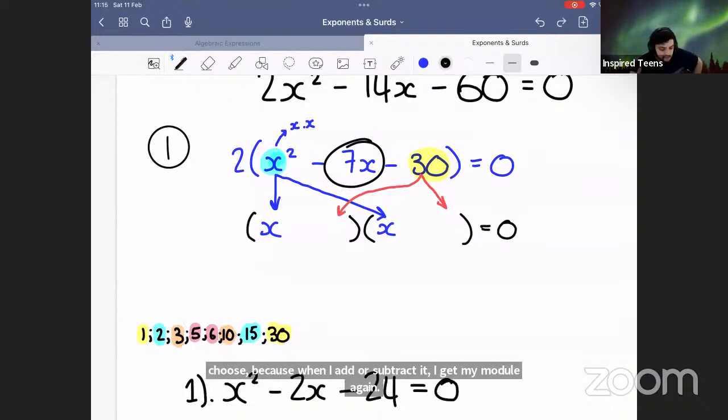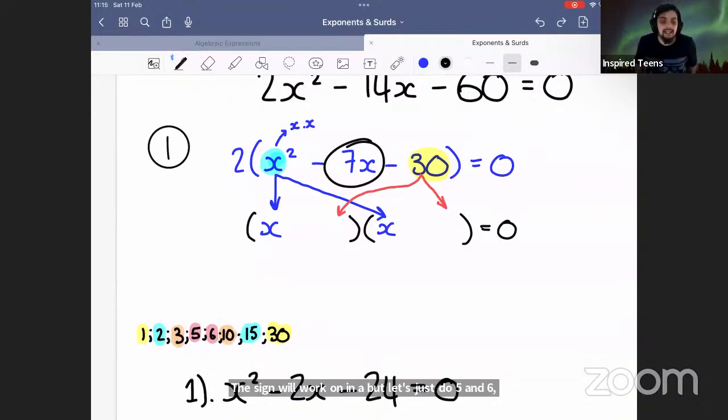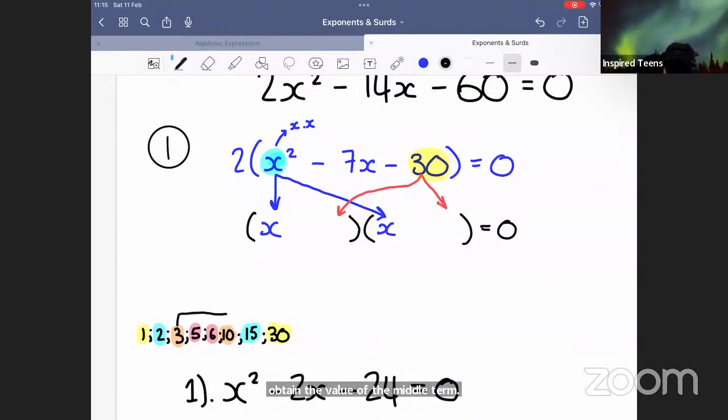Let's just do 5 and 6 for the sake of doing it. With 5 and 6, I can either get 11 or I can get 1. So that's not my middle term. I want to always obtain the value of the middle term. In order to obtain the value of the middle term, yes, indeed, I choose 3 and 10.